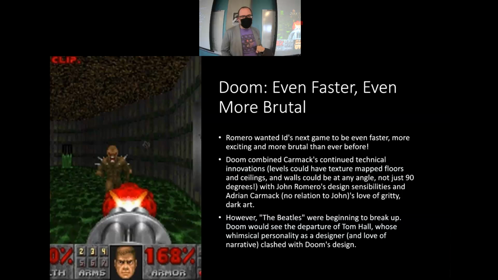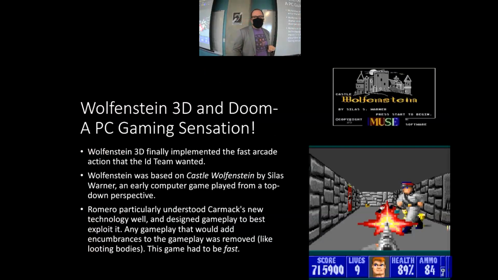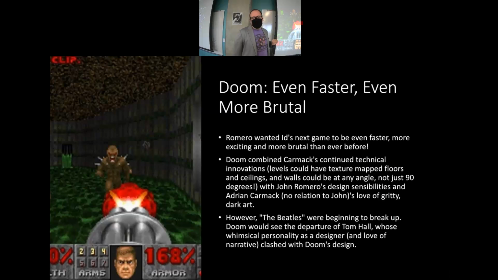The other thing you might notice is that in Wolfenstein 3D, everything was a 90-degree angle, right? Everything had to be at 90-degree angles, so everything had to be very square. In Doom, you could have arbitrary angles, not just 90-degree angles, and you can actually see that in the shape of the room there.